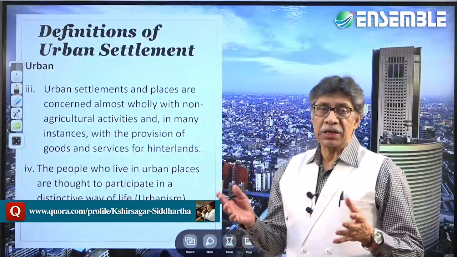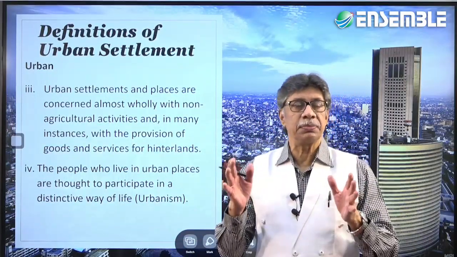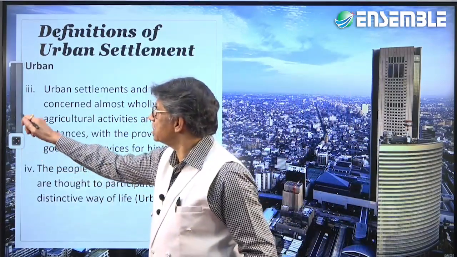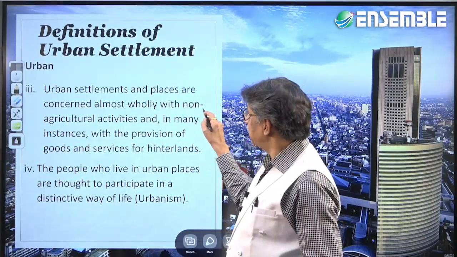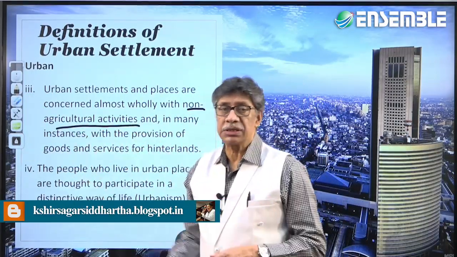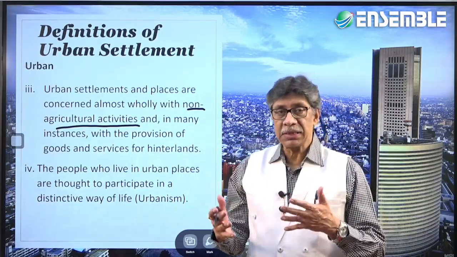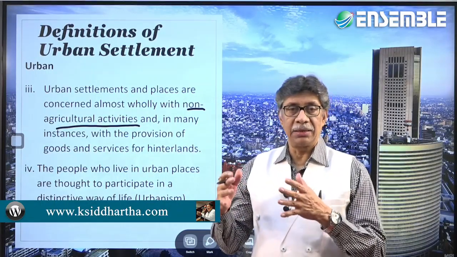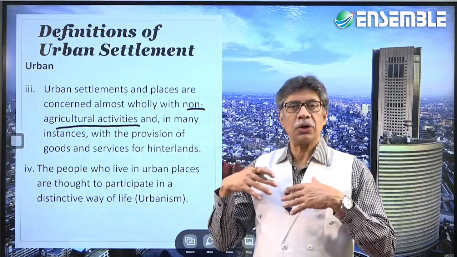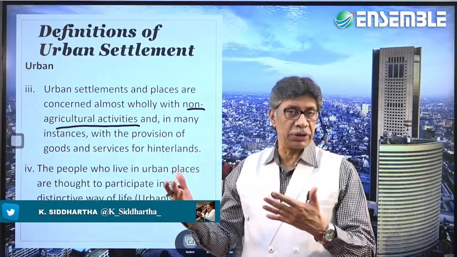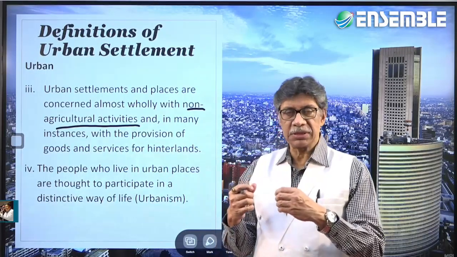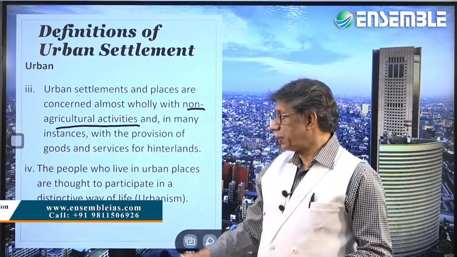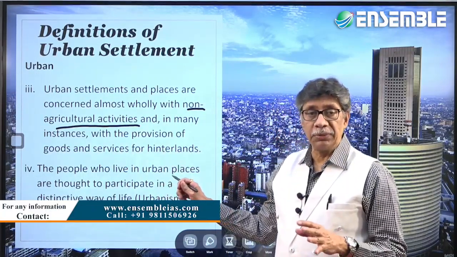The third is associated with the fact that urban settlements and places are concerned wholly with non-agricultural activities, and that's what our concern is. That portion is significant, and in many places it is going to be concerned with the provision of goods, services, and the hinterlands as well. That is what sort of services it provides to the adjoining areas. So it can be service, it can be something like industrial activity as well, which can be manufacturing also.